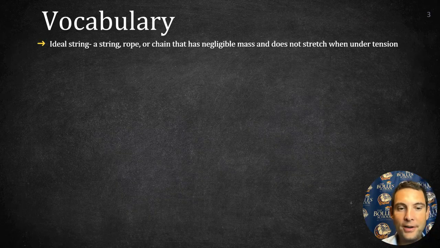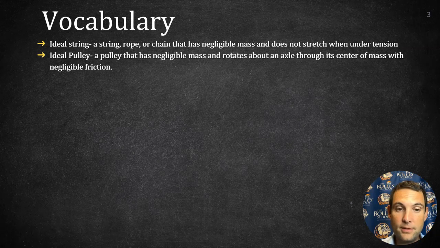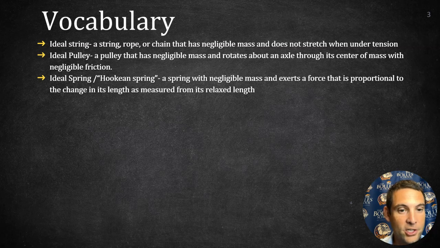First, some vocabulary. An ideal string is a string, rope, or chain that has negligible mass and does not stretch when under tension. An ideal pulley is a pulley that has negligible mass and rotates about an axle through its center of mass with negligible friction. And an ideal or Hookean spring is a spring with negligible mass and exerts a force that is proportional to the change in its length as measured from its relaxed length.